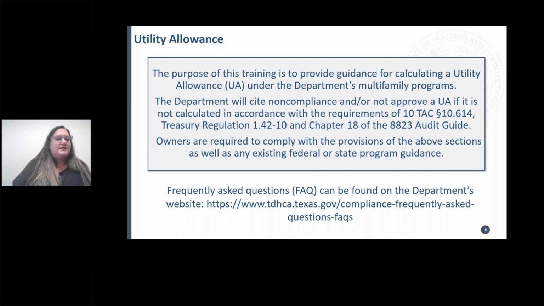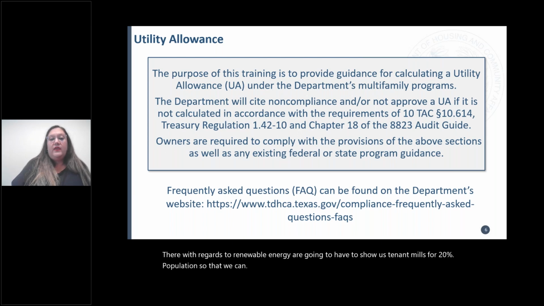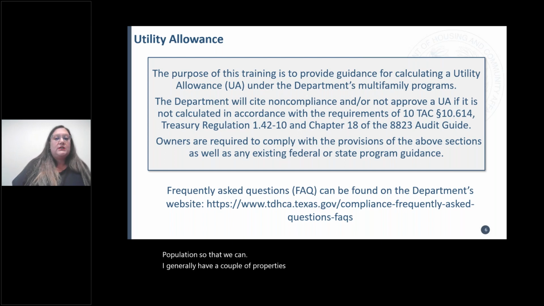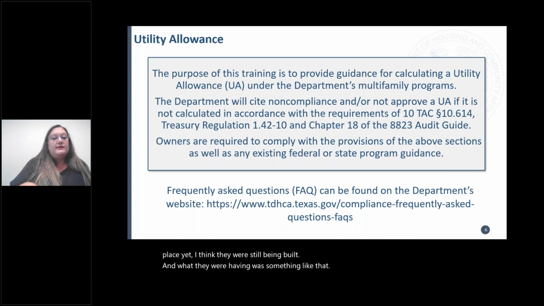I think that needs to be discussed separately. With regards to renewable energy, you are going to have to show us tenant bills for 20% of your occupied tenant population so that we can see that the tenants are receiving the benefit. We do only have a couple of properties that as part of their construction, I don't think they're in place yet, I think they were still being built, did anticipate having solar panels. And what they were given was a utility allowance that took that into account and a utility allowance that did not. And that is going to be kind of how we're going to work forward with that.